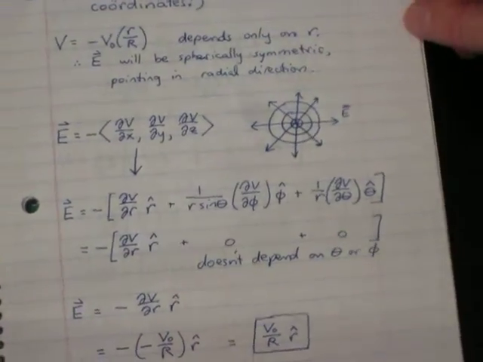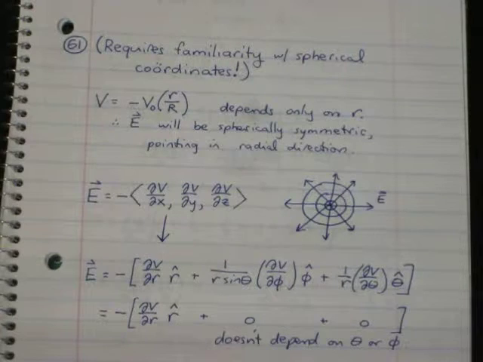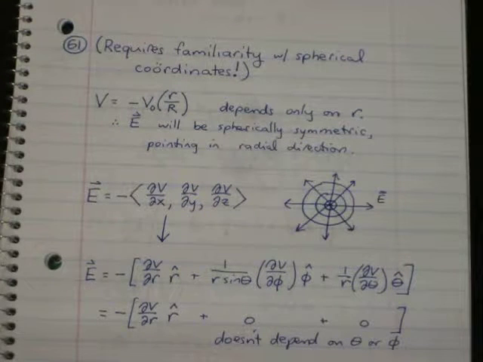Number 61. I have two solutions for number 61. One of them, as I wrote here, requires familiarity with spherical coordinates. And depending on your familiarity with spherical coordinates, that's okay. If you're not, then there's also a solution using Cartesian or XYZ coordinates. So I'll do them both ways.